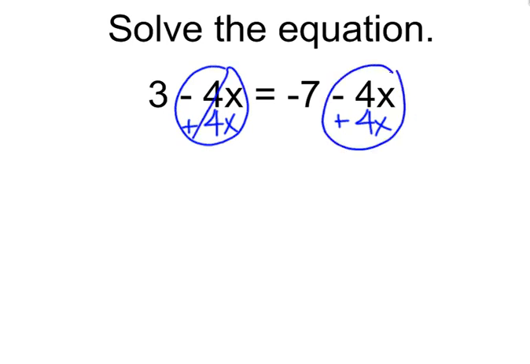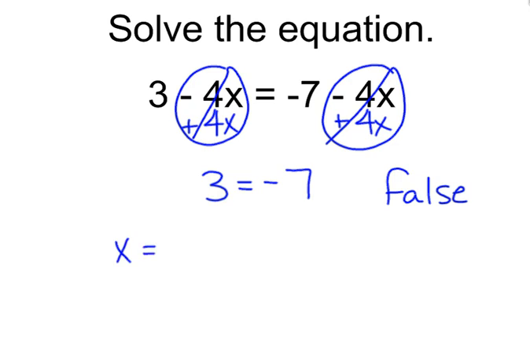Okay, and on this example, something weird happens. All of the variable terms actually cancel out, and we're left with 3 equals negative 7, which isn't quite what we're used to. This is a false statement. Obviously, those two are not equal to each other. And so what that tells us about x is there is actually no possible solution for x. So for my answer, I would write x equals no solution.